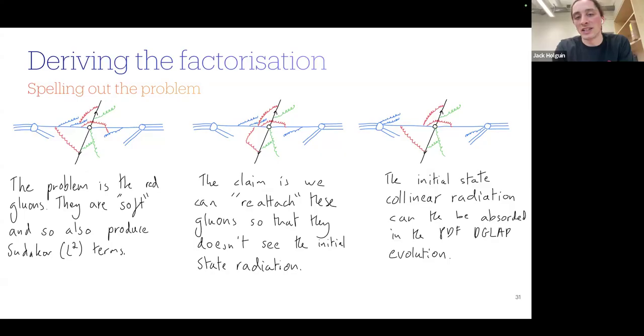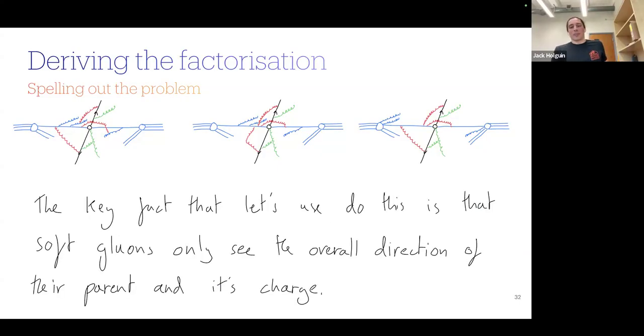But the master formula is telling us we can rewrite it in the middle form, where we've attached the vertices of the red gluons to going after all this collinear radiation, and therefore we can pull the collinear radiation into the initial state. Now, the key fact that lets us do this in the master formula is that the soft gluons, these red ones, actually only see the overall direction of the parent particle and its overall charge.